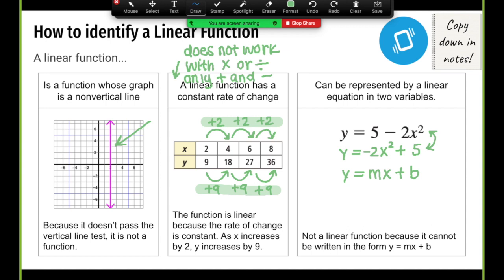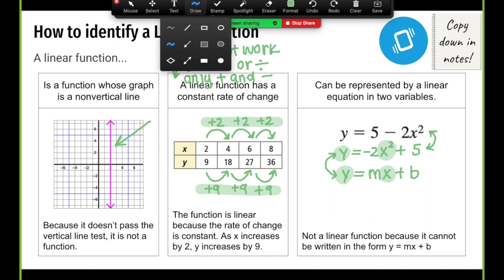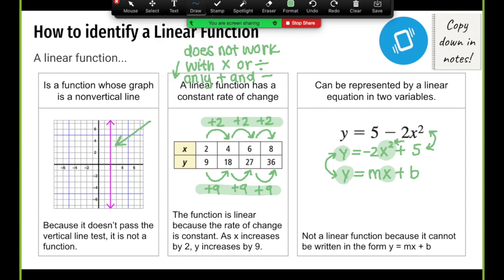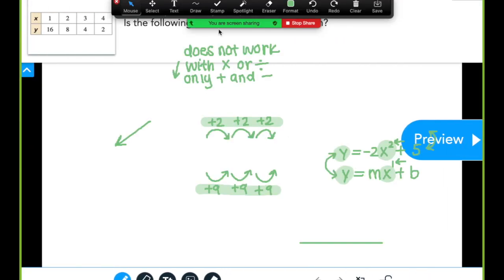Now I'm going to look at these two right here and compare them. For my y, the y looks exactly the same. But if I look at my x, as you can see, for the x squared, we have a power of 2. And we can't have that because in mx plus b, the x has a power of 1. So because of that, we can say that this is not a linear function because it cannot be written in the form of mx plus b.